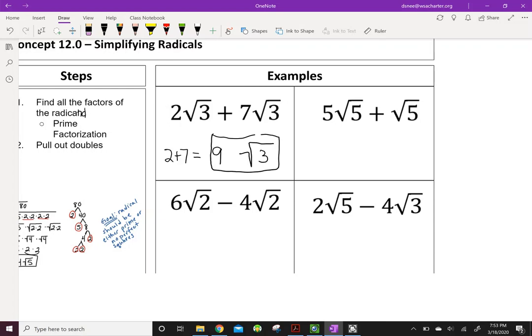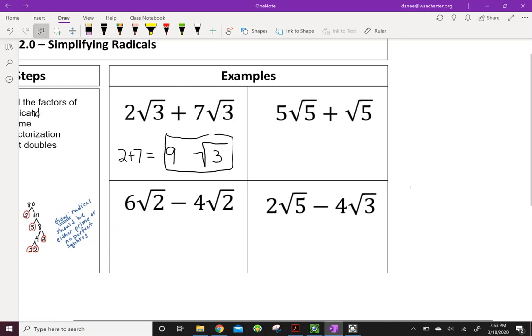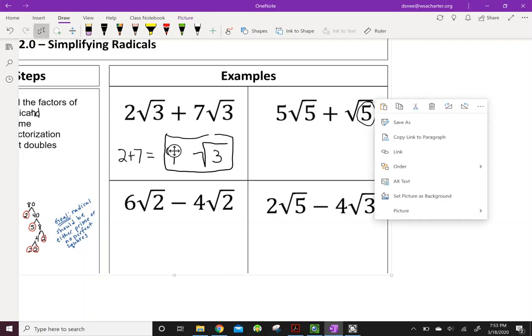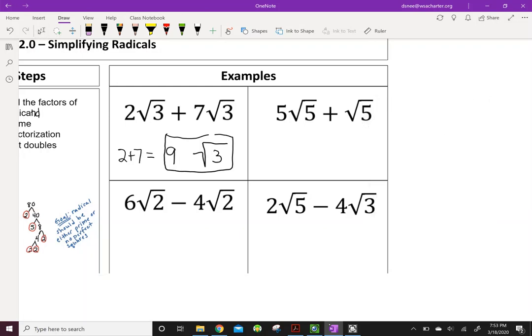Okay, so in the next example, we've got a radicand of 5 in both of these terms. So 5 times the square root of 5 plus 1 times the square root of 5. There's 1 square root of 5 right there. So 5 plus 1 equals 6. And again, I'm just copying that square root of 5 down here. And that's my final answer for that one.